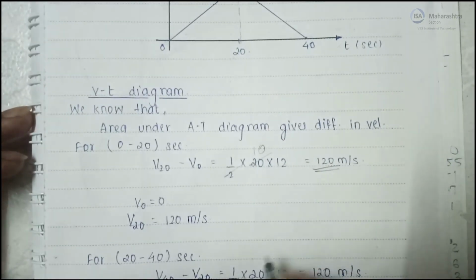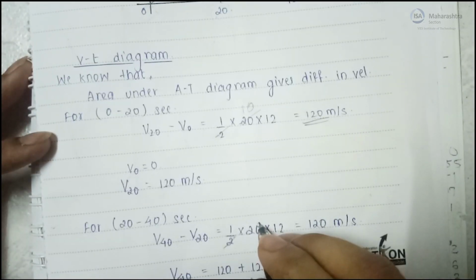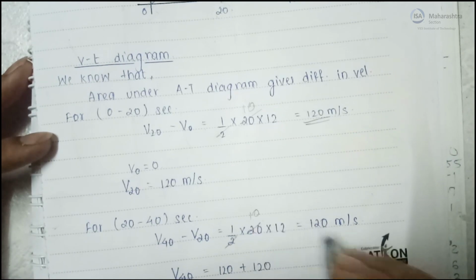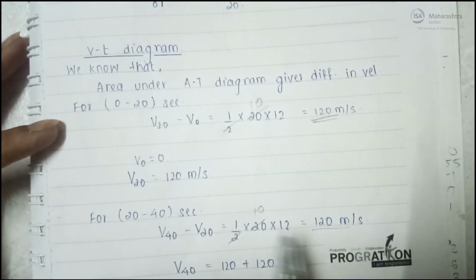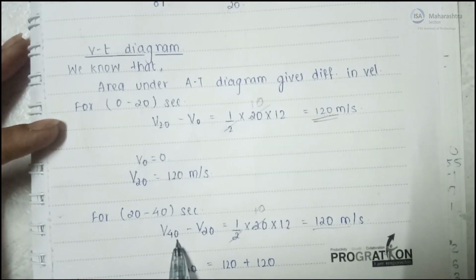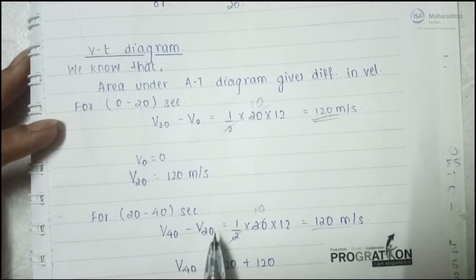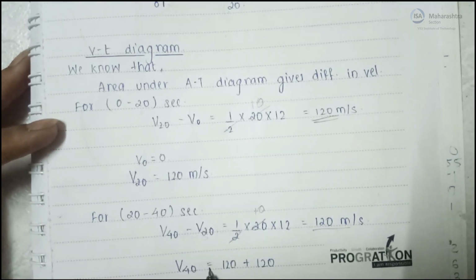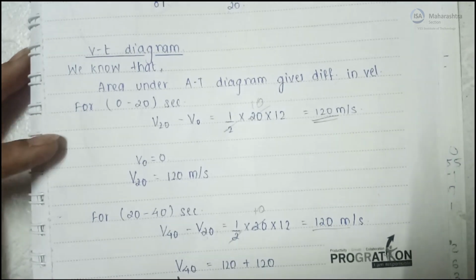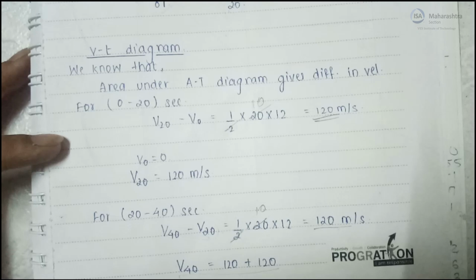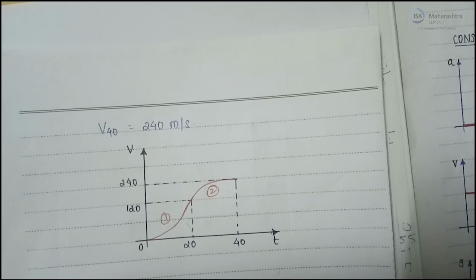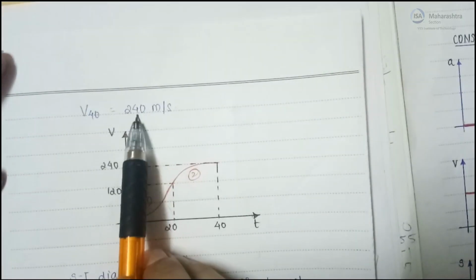So again 2 and 20 get cancelled, and then 12 into 10, again we get 120. Now this 120 is the value of V40 minus V20. We require the value of V40, so we substitute V20 as 120. Then V40 is equal to 120 plus 120, which gives us V40 equal to 240 meter per second.